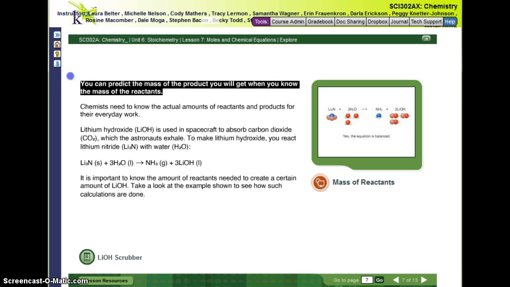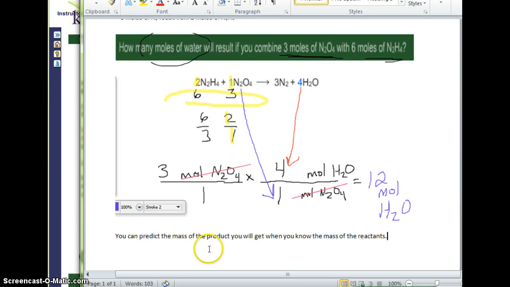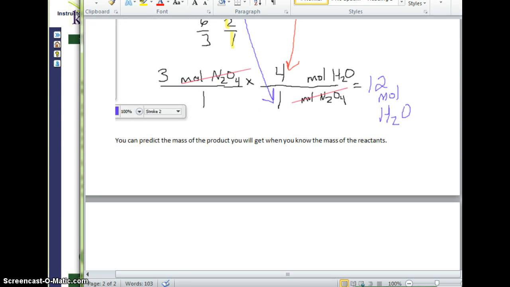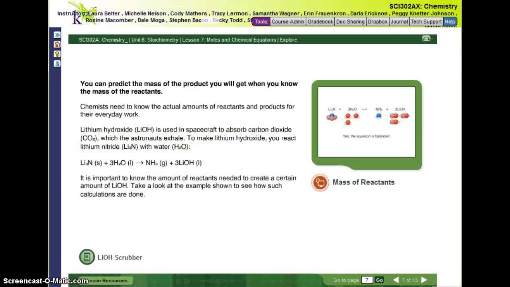All right, the other thing that we're going to do now mathematically is predict the mass of the product you will get when you know the mass of the reactant. So we're going to add some more to it. That will be our next example that we're going to go through. You can predict the mass of the product you will get when you know the mass of the reactants. I said it 3 times, I know, because you have to keep all these terms straight in your head. Sometimes you have to read things more than once to make sure you're keeping things straight.